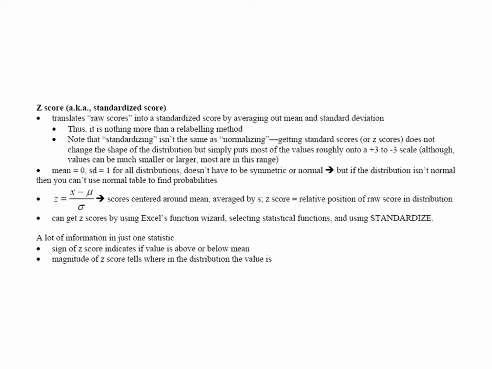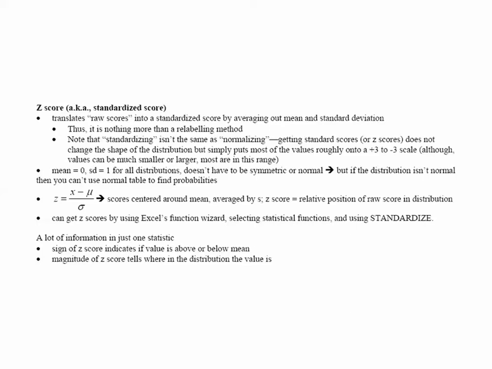So in order to compare these distributions, we need to standardize them, and we create what is called a z-score. The z-score translates raw scores into standard scores by averaging out the mean and the standard deviation. It's nothing more than just a relabeling method. So we go from something in some type of units and normalize it to get standard scores.